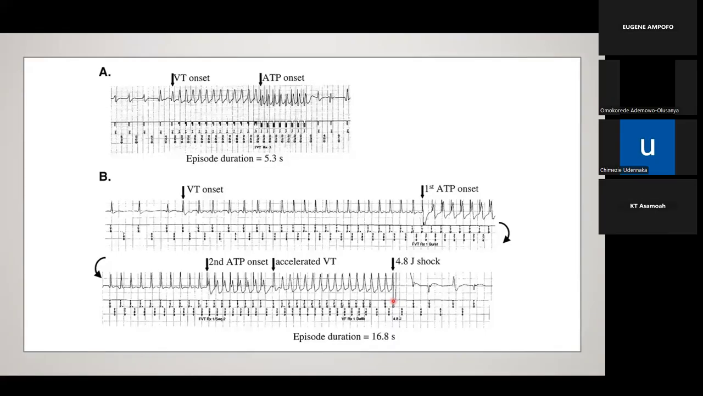Okay, whilst we wait, Kofi, is there a risk of anti-tachycardia pacing itself causing a VF in an attempt to abort a VT?